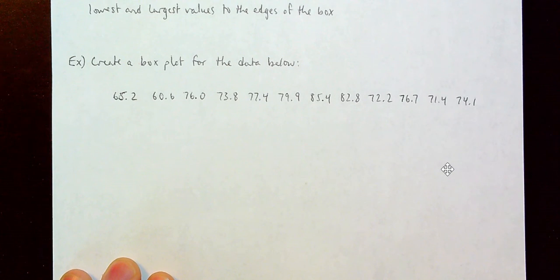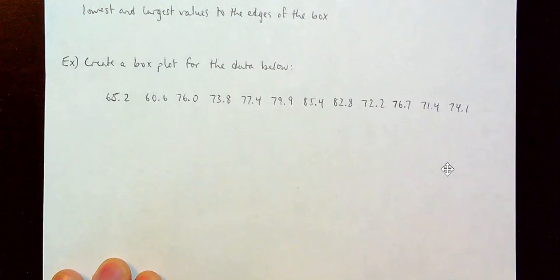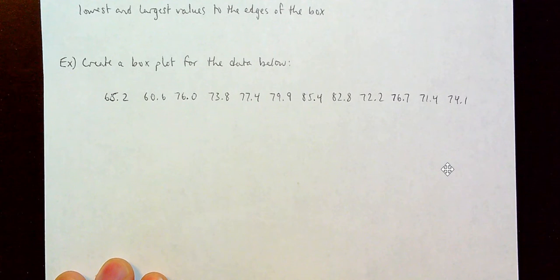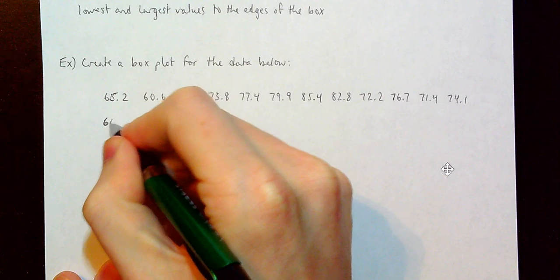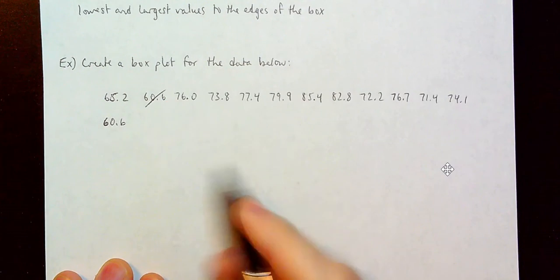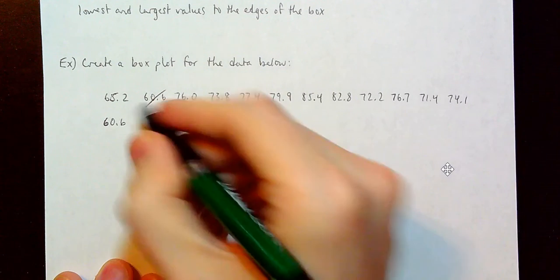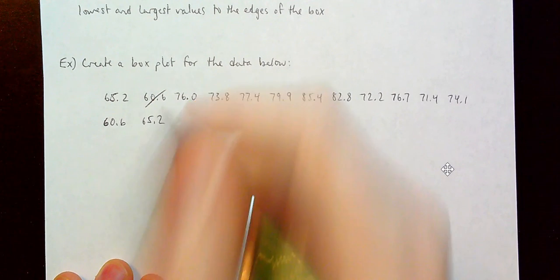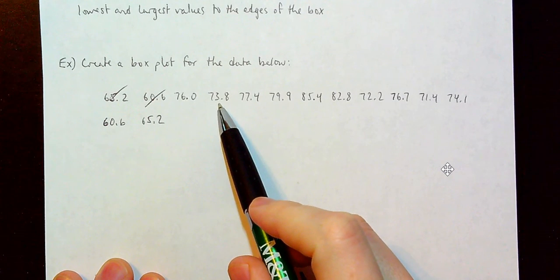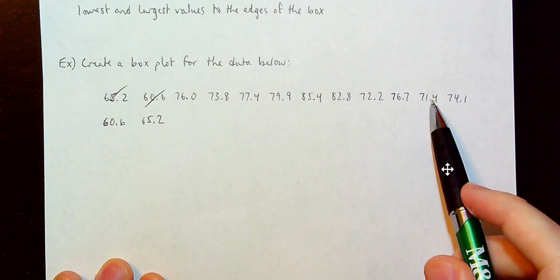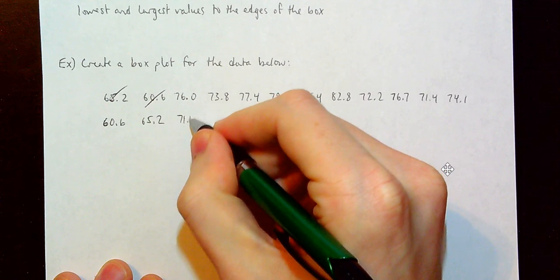So again, let's get these data values in increasing order. This may take a little bit of time, just making sure you don't forget anything here. Our lowest value is 60.6. Then I see a 65.2. Anything less than that? Nope. Okay, now into the 70s. Anything less than a 73.8? Yes, we have something smaller, 71.4.